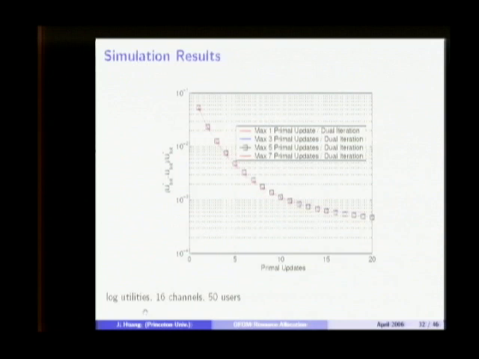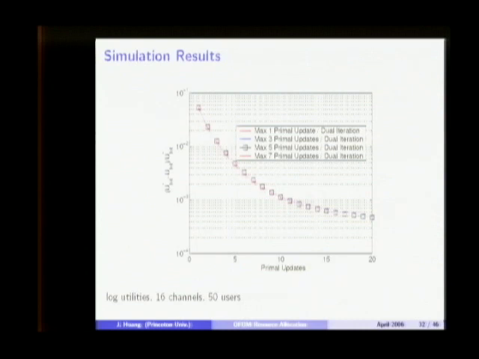And we can see in this particular numerical example that indeed, in practice, we do not need the separation of timescale. Here we consider a network with 16 channels and 50 users. Everybody has log utility. Here is the total number of primary updates. Here is the relative difference of the utility function between what you achieve currently and what you finally converge to. So here we try 4 different algorithms.